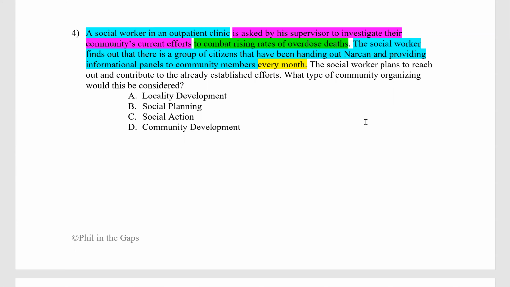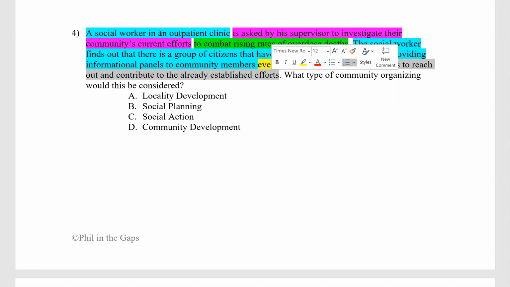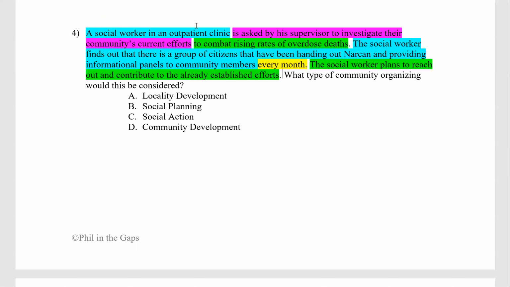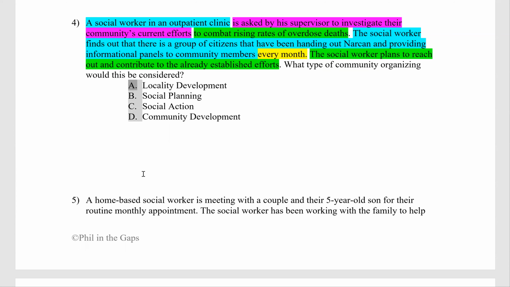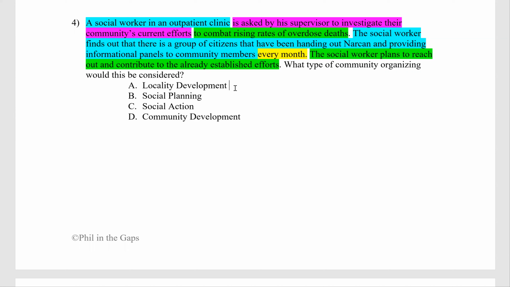So there are monthly meetings of providing information to the community about overdose deaths and how Narcan can be implemented. And the social worker plans to reach out and contribute to already established efforts. What type of community organizing would this be considered? Let's break down each type of community organizing, go from there, and see what we're looking at in particular.